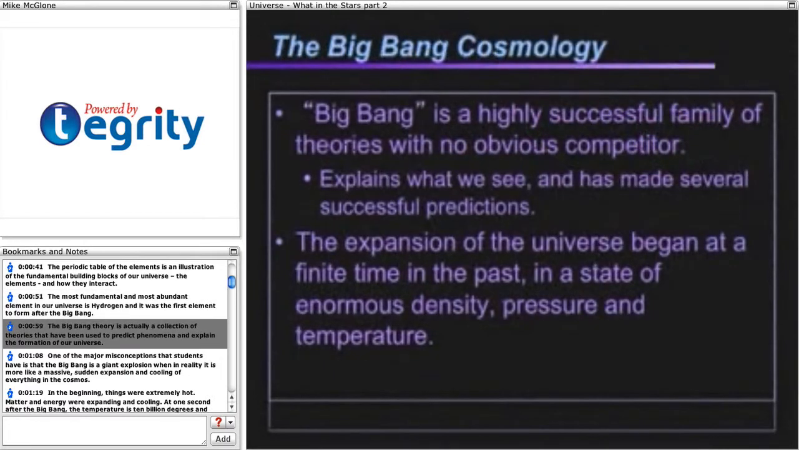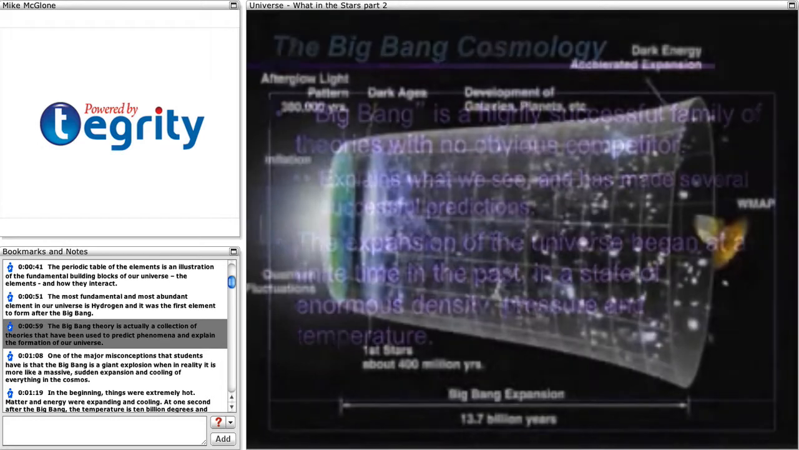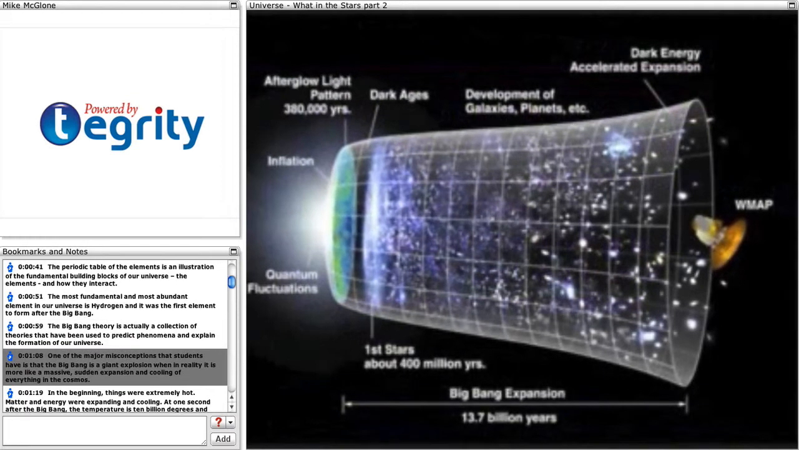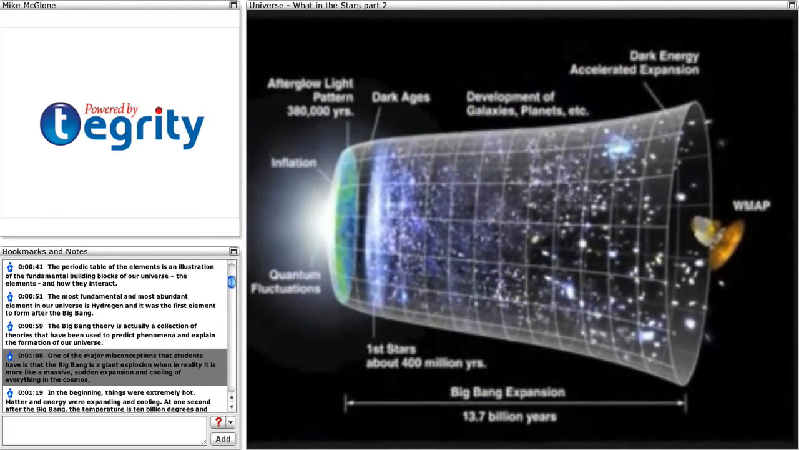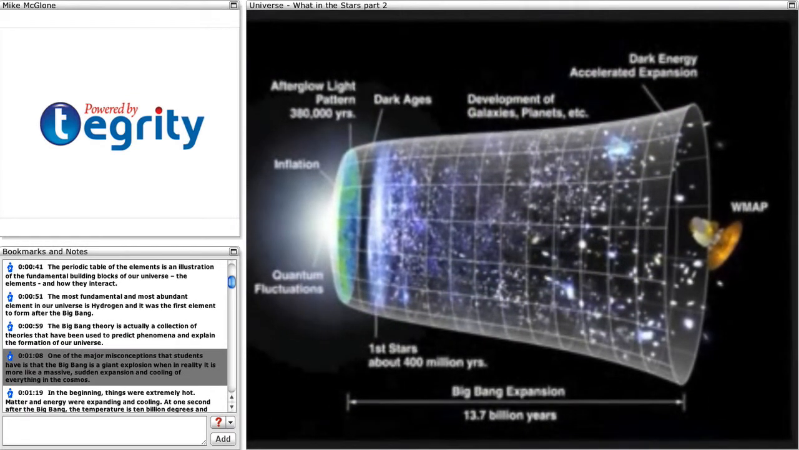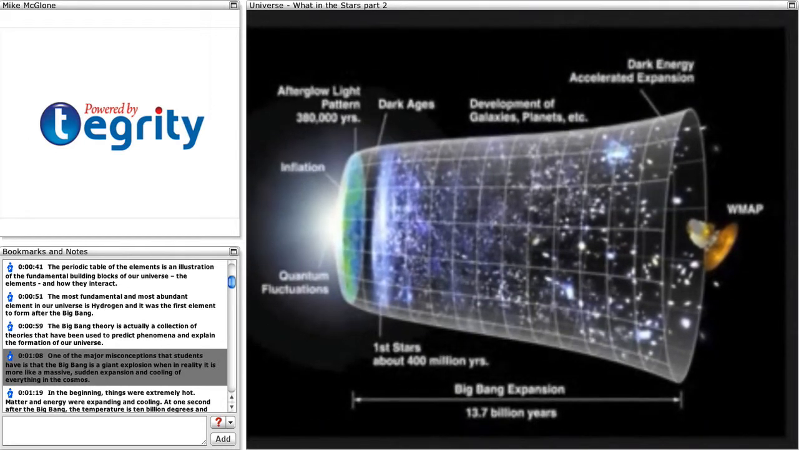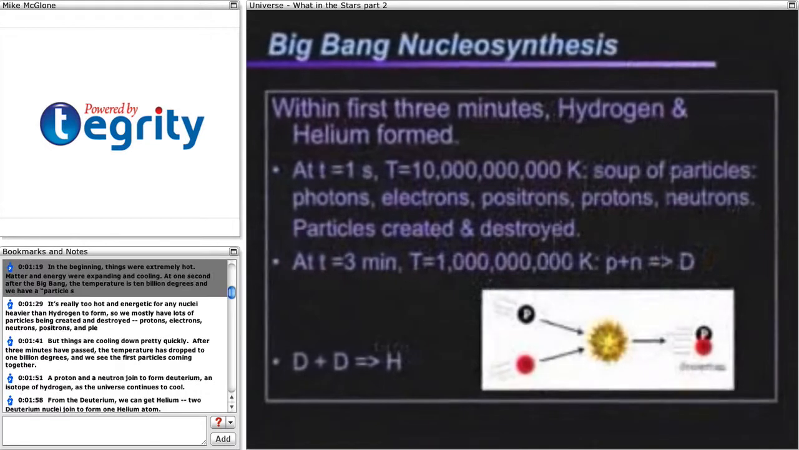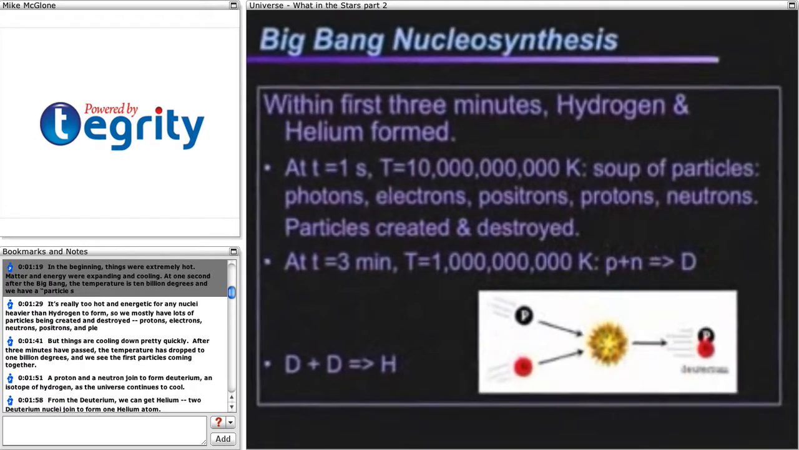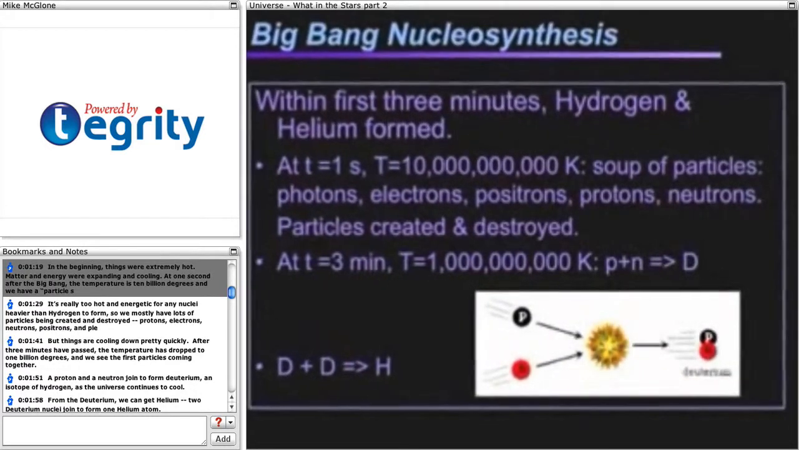The Big Bang theory is actually a collection of theories that have been used to predict phenomena and explain the formation of our universe. One of the major misconceptions that students have is that the Big Bang is a giant explosion, when in reality it is more like a massive, sudden expansion and cooling of everything in the cosmos. In the beginning, things were extremely hot. Matter and energy were expanding and cooling.